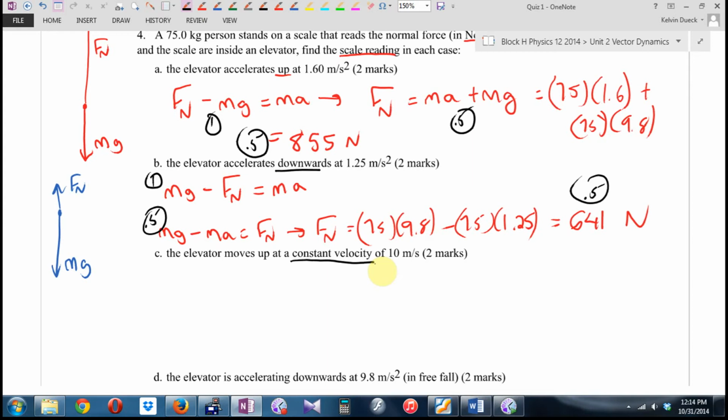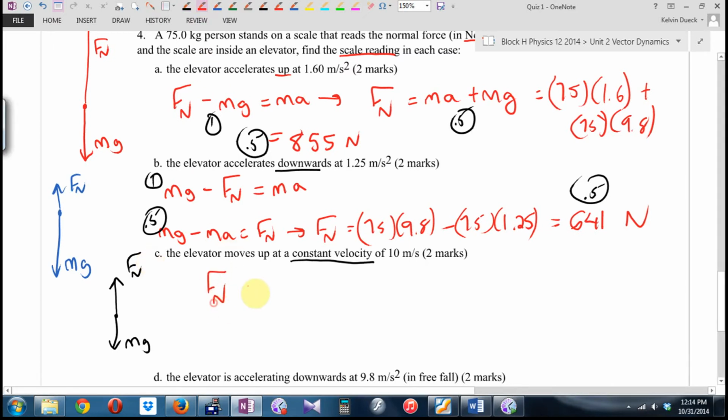C, the elevator moves up at a constant velocity. Okay, if I'm moving up at a constant velocity, who's winning? Well, actually, because it's a constant velocity, it's a tie. But let's prove it. Let's assume Fn is winning. We would go like this. Winner minus loser equals, but why would I write a 0 there? Acceleration is 0. Ma is 0 because constant velocity, which means really I could do this.